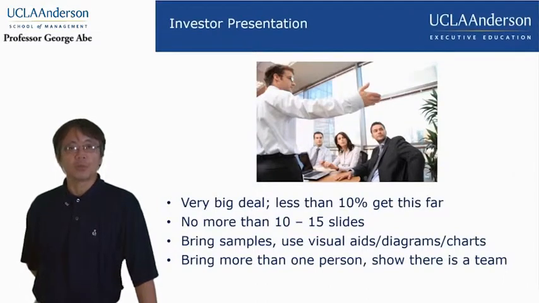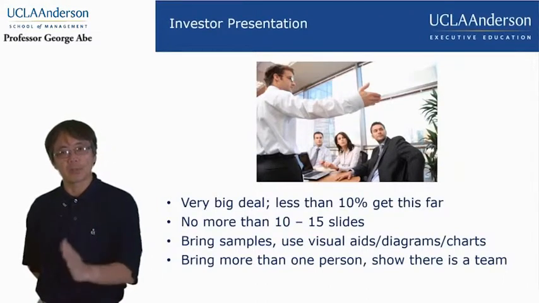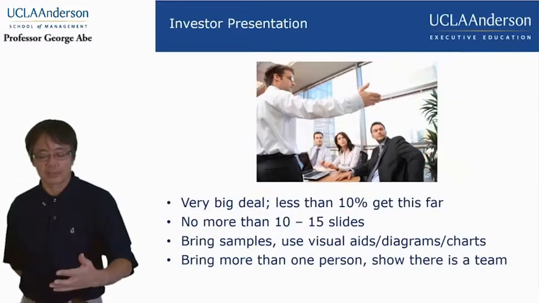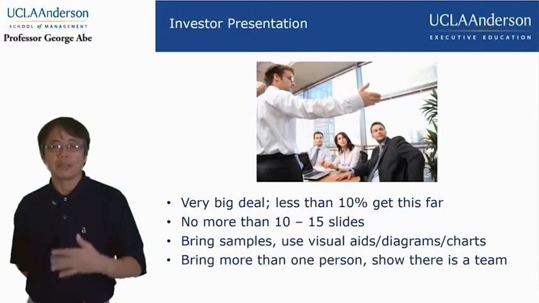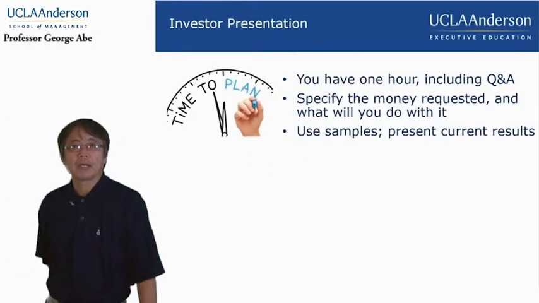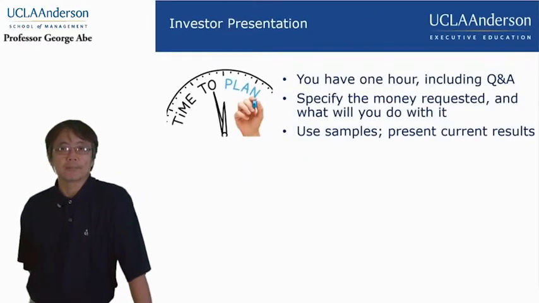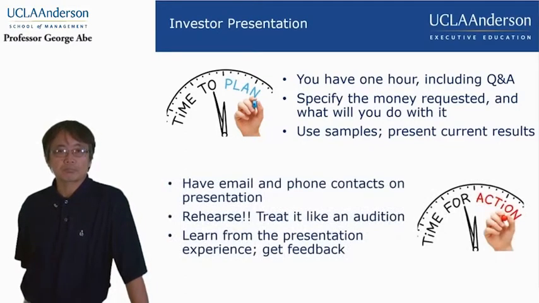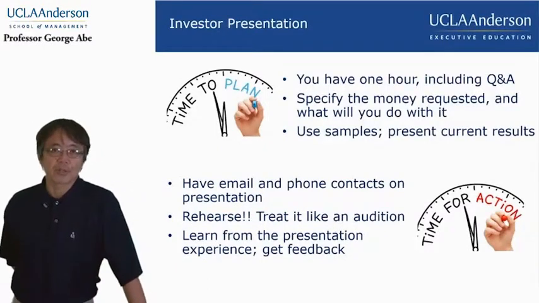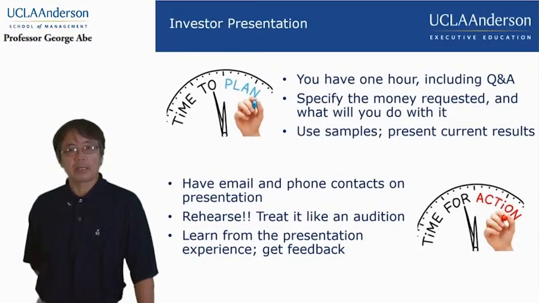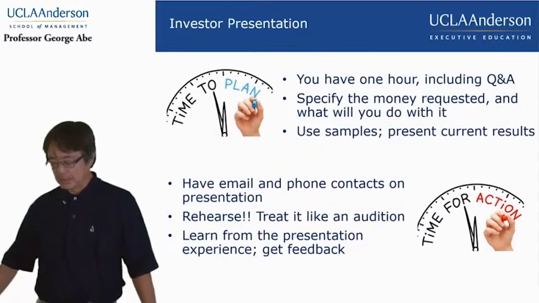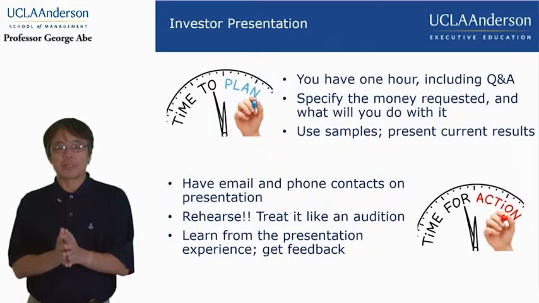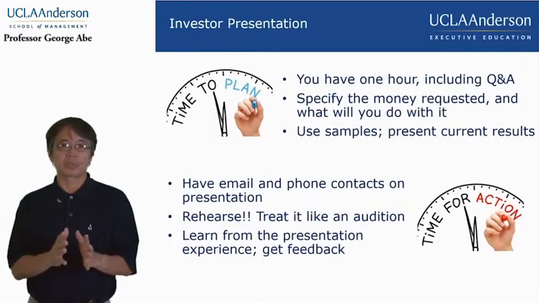The presentation should be no more than 10 to 15 slides. You should bring samples and visual aids. You should make a compelling personal and video and visual case of why the investor should invest in your company. You're going to have an hour, including Q&A. You should be very clear about what you're going to do with the money and how much money you need. And of course, you should have all your contact information on your presentation. And above all, you've got to rehearse. You have this one chance to make a pitch to an investor. You've got to make sure the pitch is relatively tight.